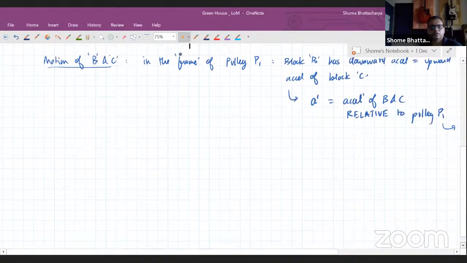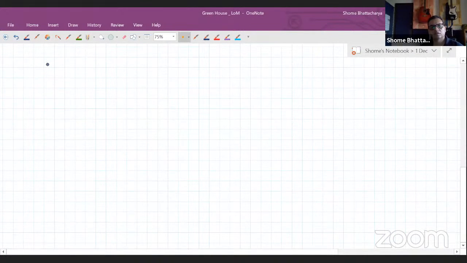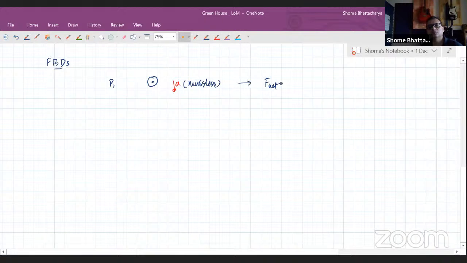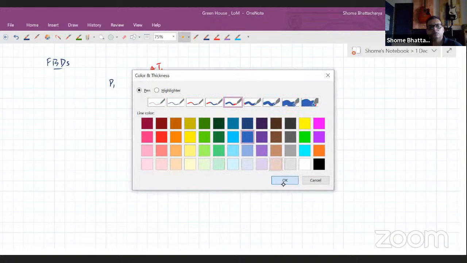So now let us look at the free body diagrams. Okay. So firstly you look at the FBD of pulley P1. So pulley P1 is massless. So even though it has a downward acceleration A, it does not matter because it is massless. So that means the net force on it must be 0. So what is the net force on it? There is tension T1 acting upwards, and there are the two tensions T2 and T2 acting downwards.